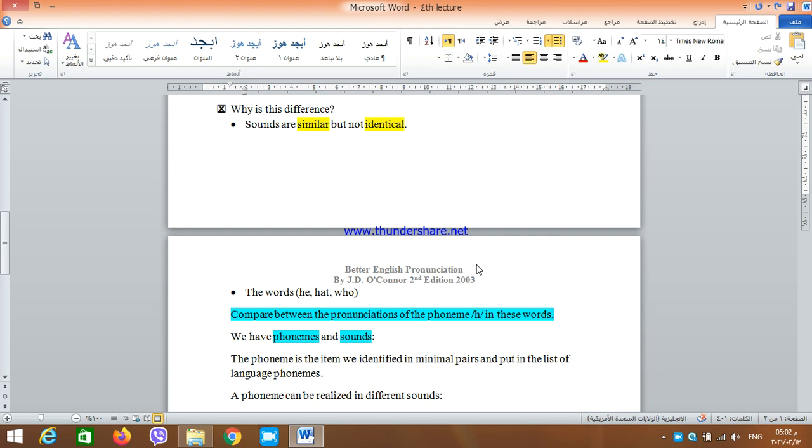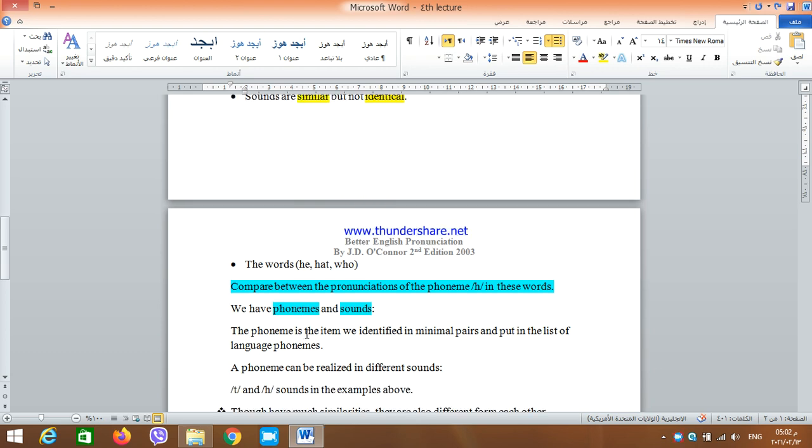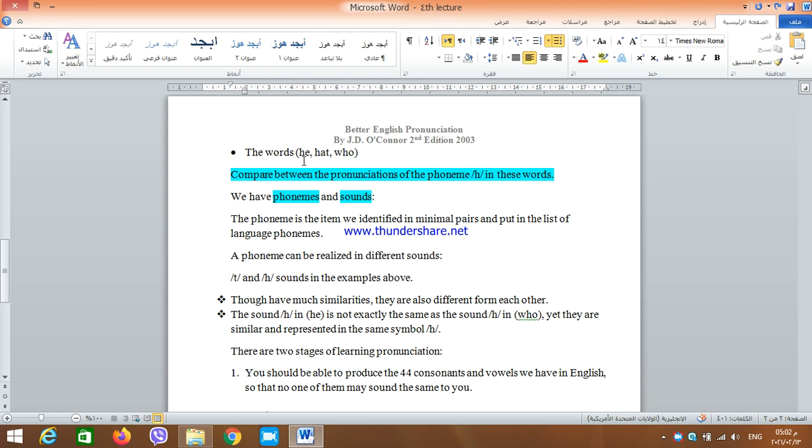Identical means exactly the same, and the fact is that they are not exactly the same. They are only similar. Let's take another example. The words he, had, who. I want you to pronounce these words and put the mirror in front of you and try to see what happens to the mouth.